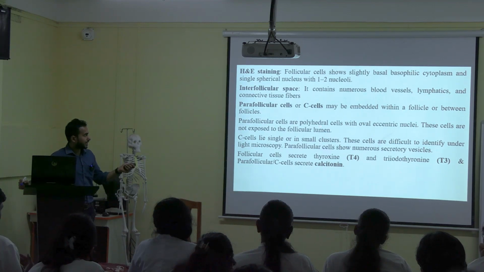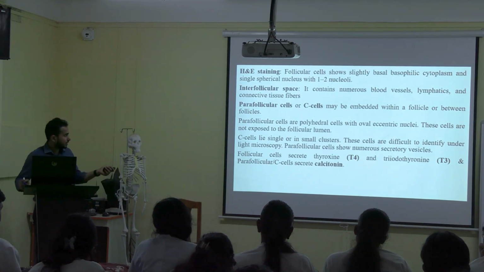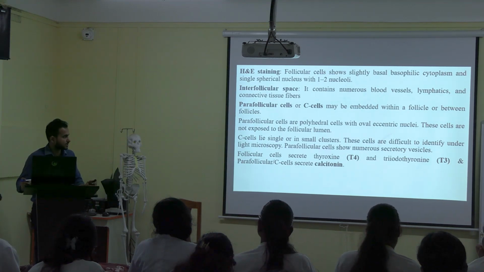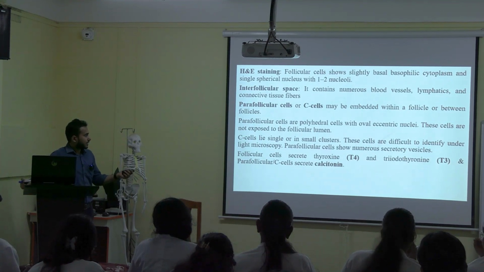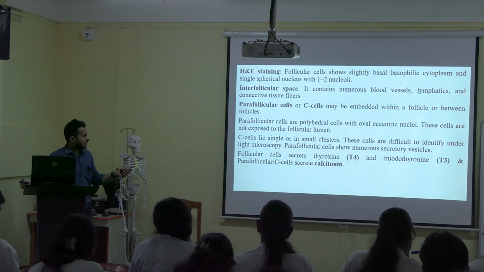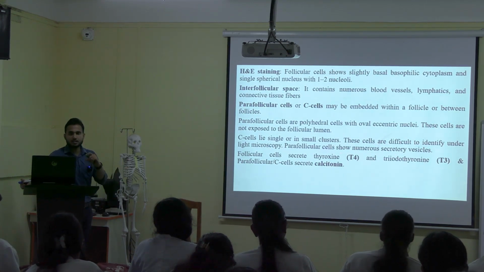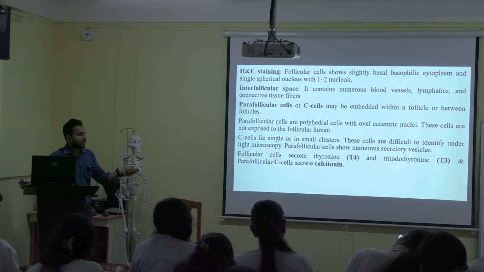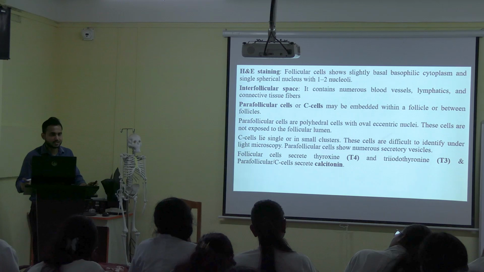Now they are polyhedral cells with oval eccentric nuclei, and they are not exposed to the follicular lumen. Okay. Now these are single or small clusters. Mainly you will see the cells in the form of small clusters. Okay. Now these cells are difficult to identify under light microscopy. Parafollicular cells will show, when you see the EM structure, at that time you will be able to notice the secretory vesicles present inside the cells.